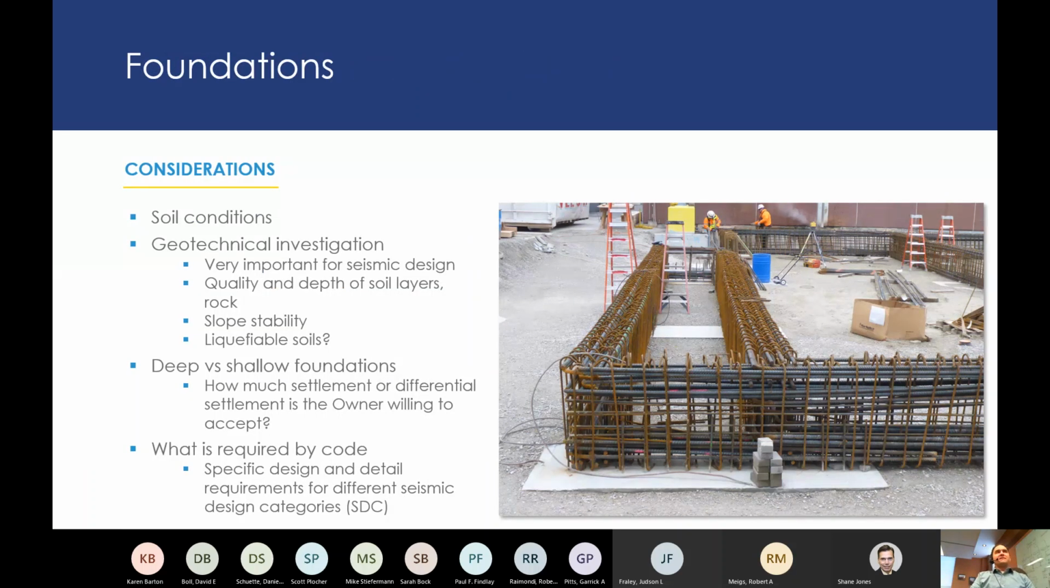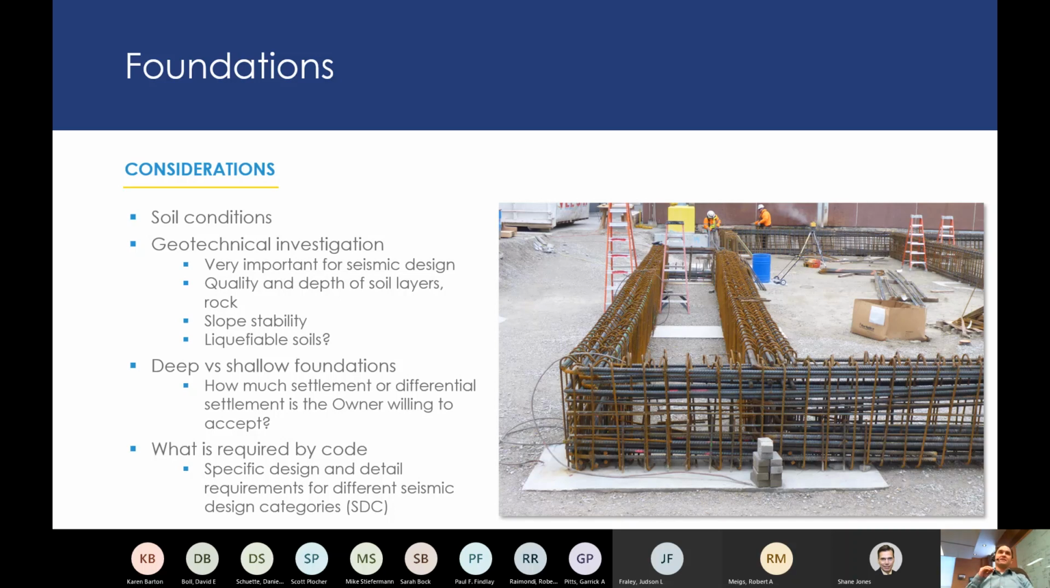Foundation considerations. I talked about the importance of getting a geotechnical engineer for the site characteristics and how it affects the seismic forces. But once we get down to design the foundation, it's also important. We need to know the soil conditions and what kind of capacity we can get out of it. What is the quality and depth of soil layers? Slope stability on certain sites is an issue, and then liquefiable soils. It's uncommon, but we ran into it on a project a year or two ago.